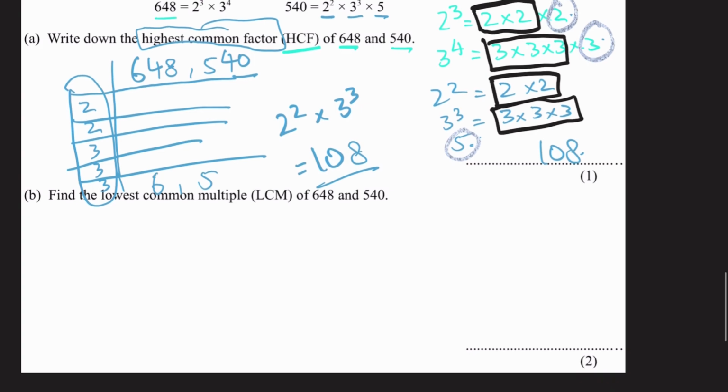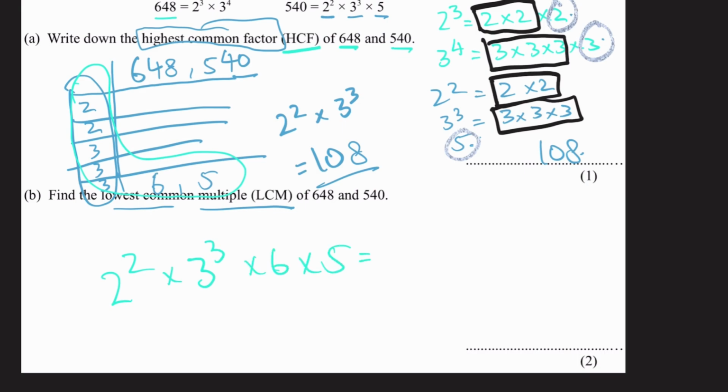Perfect. Next question is about lowest common multiple. So now we just do all of these numbers times each other. So it makes that L shape. So you got 2 squared times 3 cubed times 6 times 5, and that will get us 3,240.